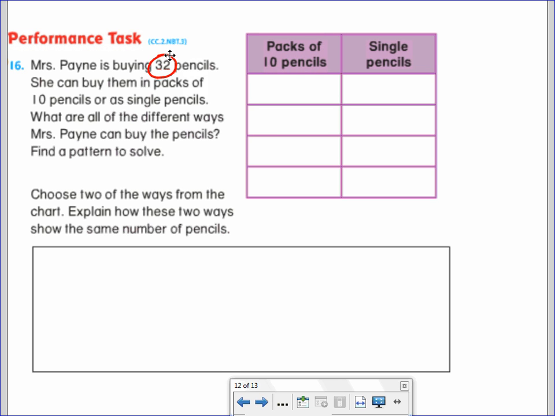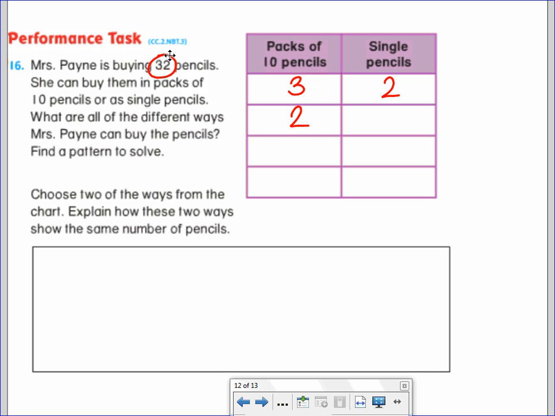How many 10s are in 32? Daniela? 3 10s and how many 1s? 2 1s. She can buy 3 packs of 10 and 2 single pencils. What if she decided to trade one of those packs of 10 for single pencils? Now she only has 2 packs of 10. How many singles would she need to make 32? Justin? Not 1.